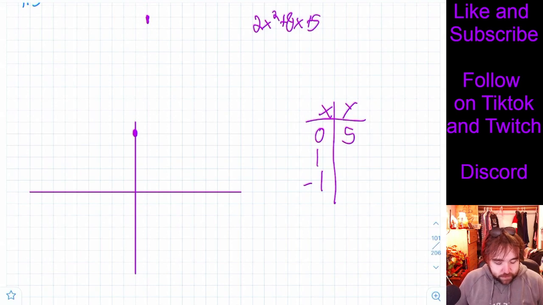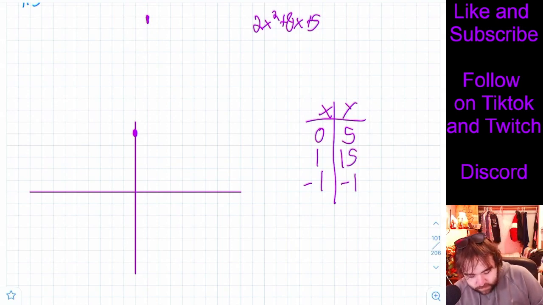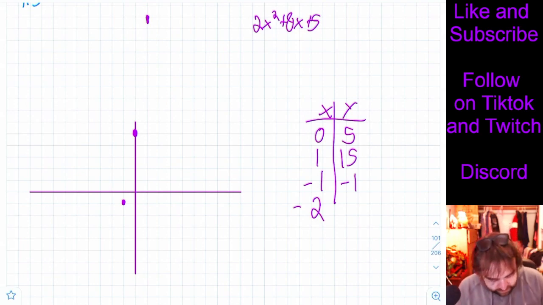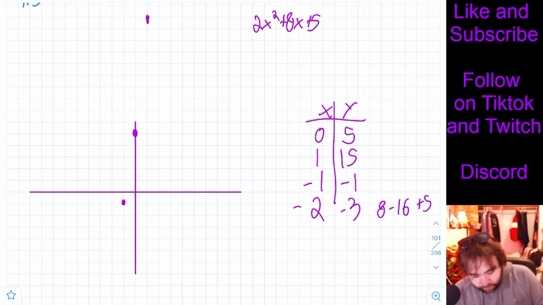So let's try -1. If we did -1, that's going to be +2, but then -8. So 2 minus 8 is -6, plus 5 is -1. So at -1, it's going to be down here at -1. Okay, let's see. At -2, it's going to be +8, minus 16, plus 5. So that looks to be -3. So -2, -3.